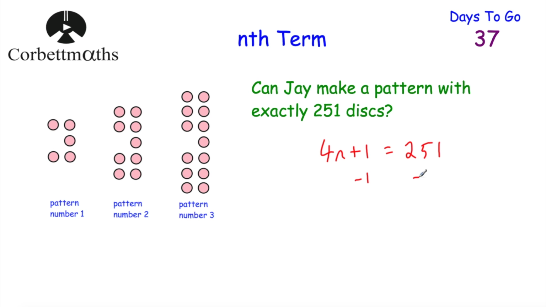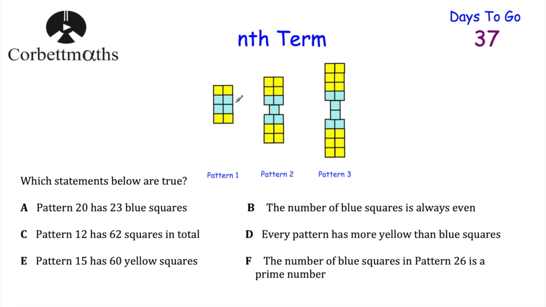So let's take away 1 and take away 1. So we get that 4n equals 250. And if we divide by 4 and divide by 4, we get that n is equal to 62.5. So that means that J can't make a pattern with exactly 251 discs, because that means that the 62nd pattern would have under 251 and the 63rd pattern would have above 251. So he can't make a pattern with exactly 251. So the answer is no, he cannot. Okay, let's have a look at our last question.